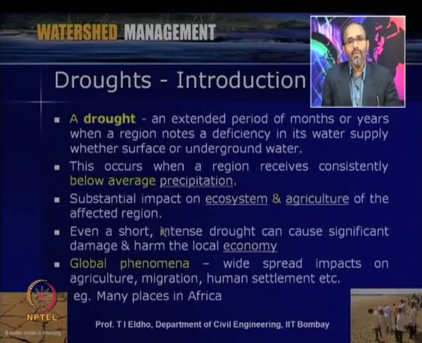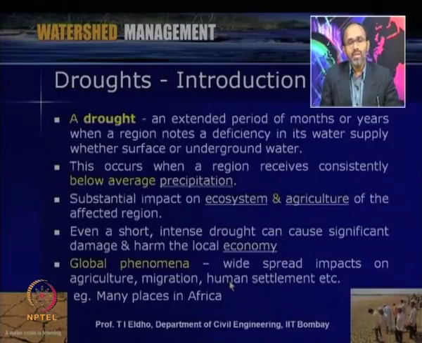So, that way when the availability of water is reduced, agriculture will be affected. Most of the rural economy is based upon agriculture. So, when agriculture is affected, people will be migrating from the watershed to other places in search of jobs. So, the other impact will be migration, and human settlement will be affected.